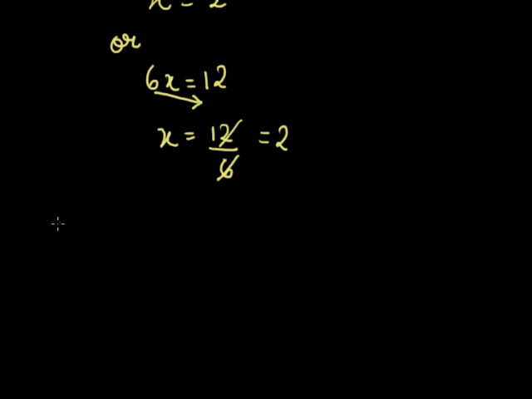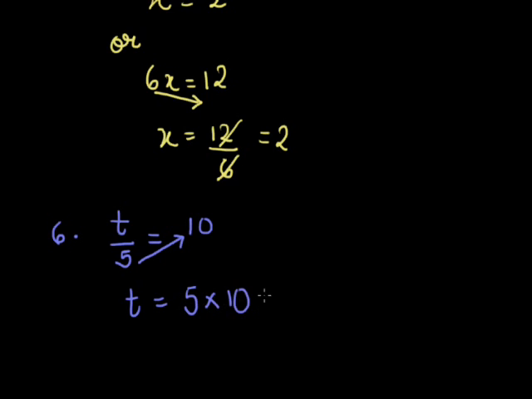The next question, the sixth question, t upon 5 is equal to 10. Now I can cross multiply 5 to the right-hand side. So t will become 5 into 10, that will be equal to 50.